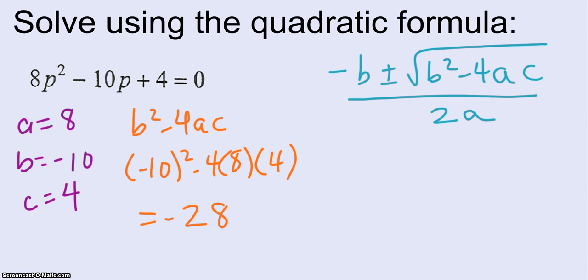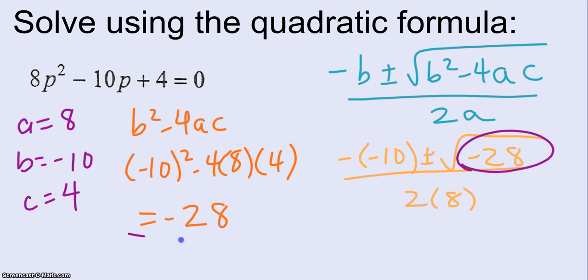Alright, so A was 8, B was negative 10, and C was 4. By plugging this into the discriminant B squared minus 4AC, I notice that I get negative 28. So I will result in two imaginary solutions. So a negative 10 plus or minus the square root of negative 28 over 2 times 8. Remember that the negative 28 right here actually comes from the fact that we've already done the discriminant.